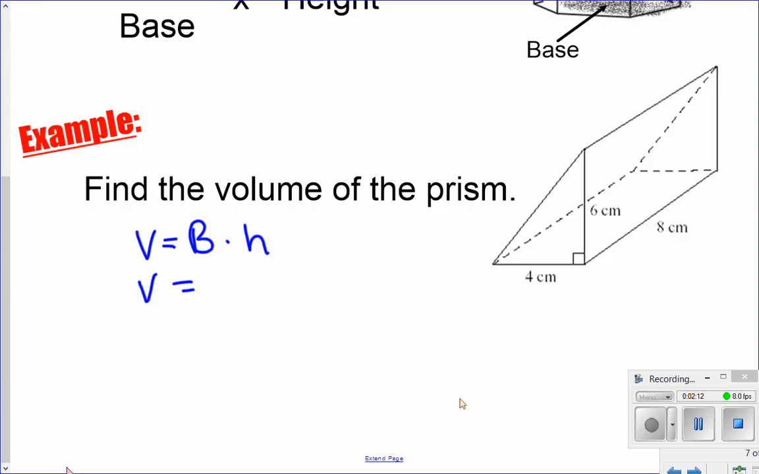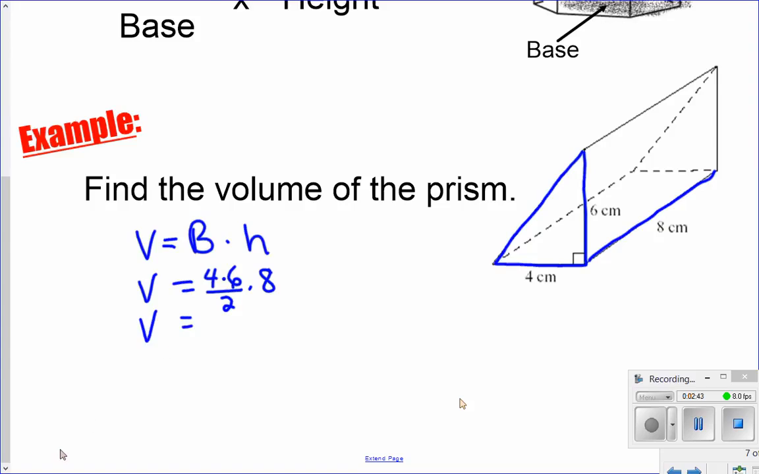So the base, we said a moment ago, is a triangle. We remember that to find the area of a triangle, we take the base of the triangle, which would be 4, times the height of the triangle, which would be 6, and we divide that by 2 or multiply by 1/2. That's going to give us capital B, the base area, and then we're going to multiply that by the height of the prism, which is 8.